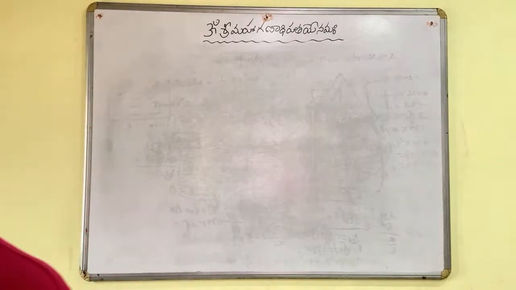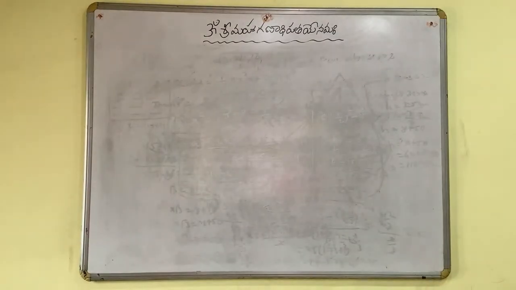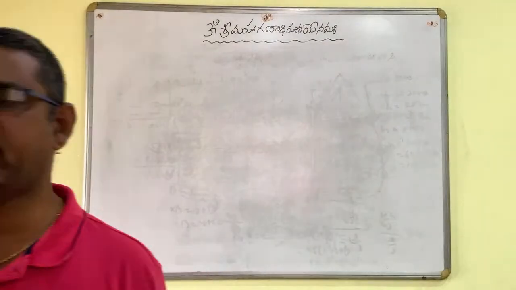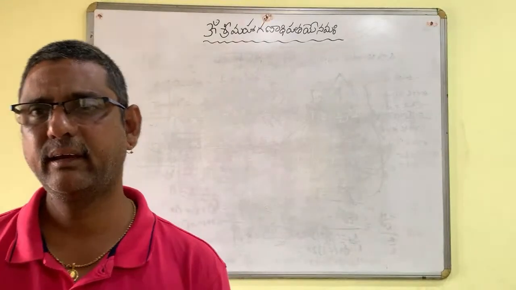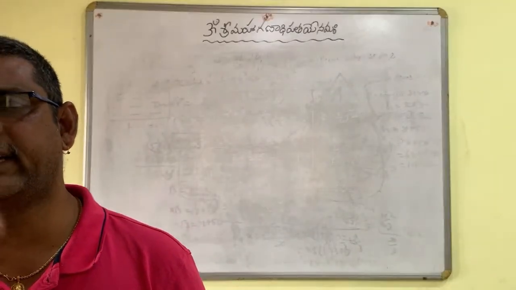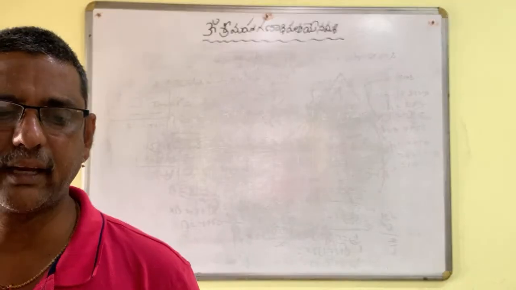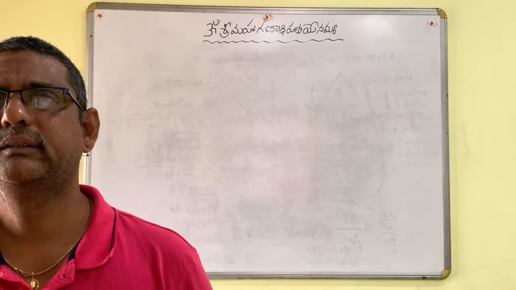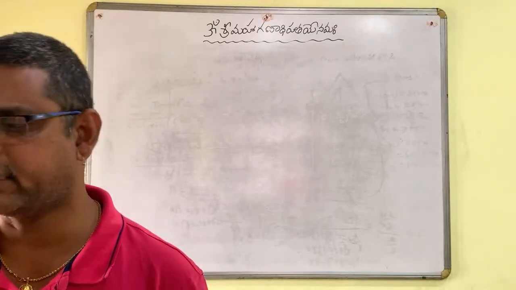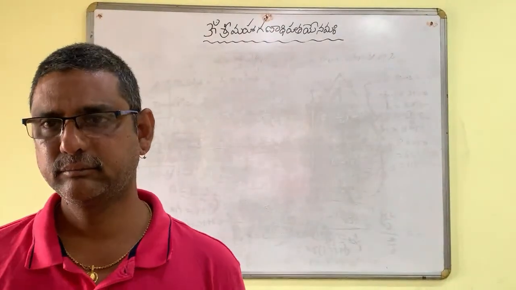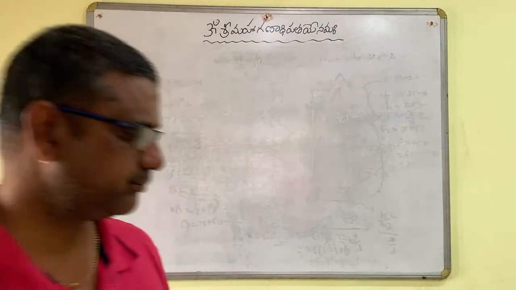How many are there in the class? 10 or 12? 22. Everyone joins? Evening, half an hour, 5 to 5:30, half an hour, so that I can complete this paper. Okay, evening 5 to 5:30, half an hour. Okay, bye. Thank you.